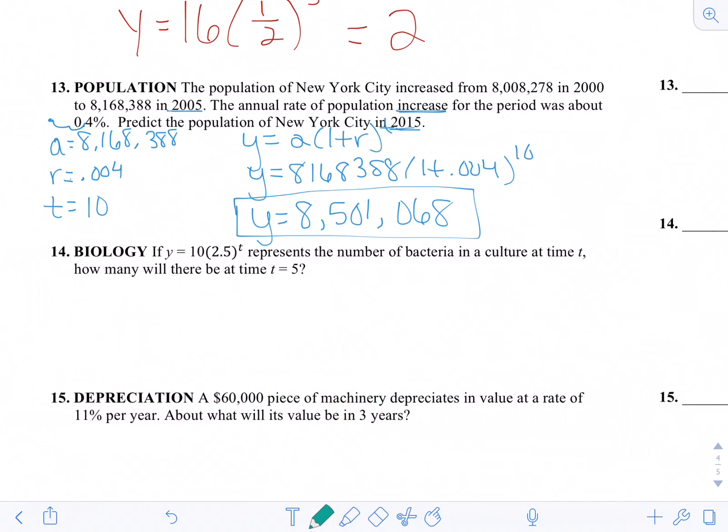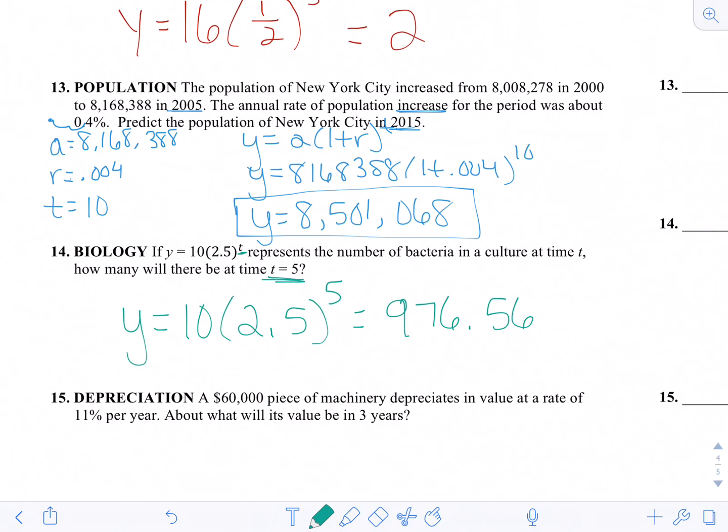Alright, next one, if y equals 10 times 2.5 to the power of t represents the number of bacteria in a culture at time t, how many will there be at time t equals 5? So this little t, we're just replacing with 5. So y equals 10 times 2.5 to the power of 5. So 10 parentheses 2.5 to the power of 5. That gives us 976.56, and we'll round that up to 977.